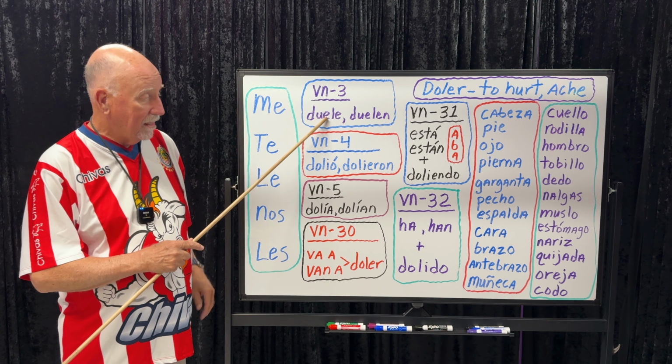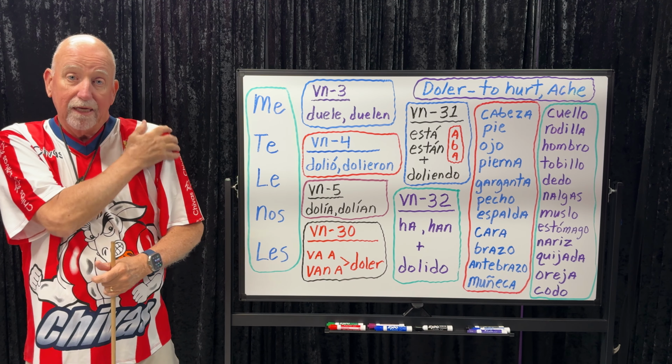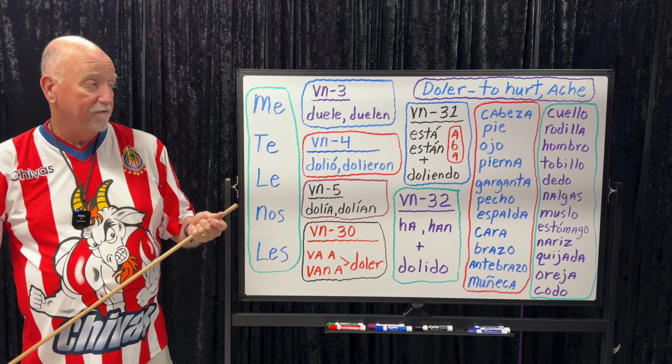Let's go over here. My neck is sore. Yeah, to hurt or to ache or to be sore. Me duele el cuello. La rodilla. Her knee is sore. Her knee aches. Her knee hurts. Le duele la rodilla. El hombro. The pitcher's shoulder is hurting. Al lanzador le duele el hombro. Le duele el hombro.